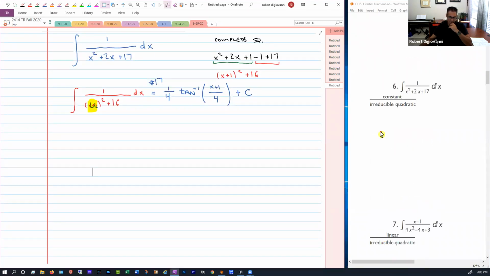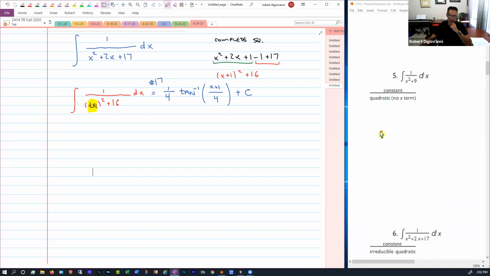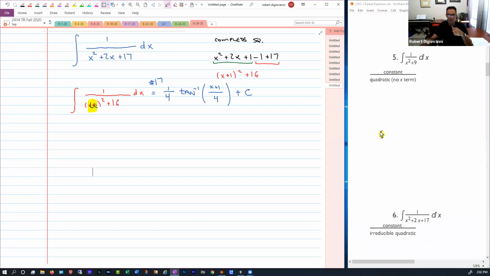All right, so shall we recap again? I'm gonna recap every time. Constant over linear, we're good. Constant over linear to any power, we're good. Constant over a quadratic that is missing the x term and has a plus, we're good. Constant over a non-factorable quadratic, we should be able to complete the square and use formula 17, we're good.